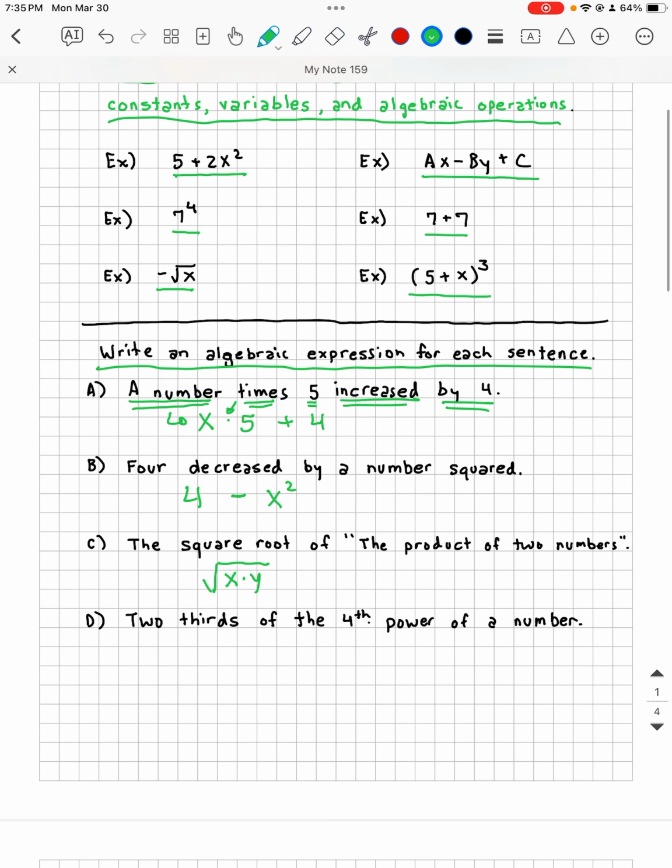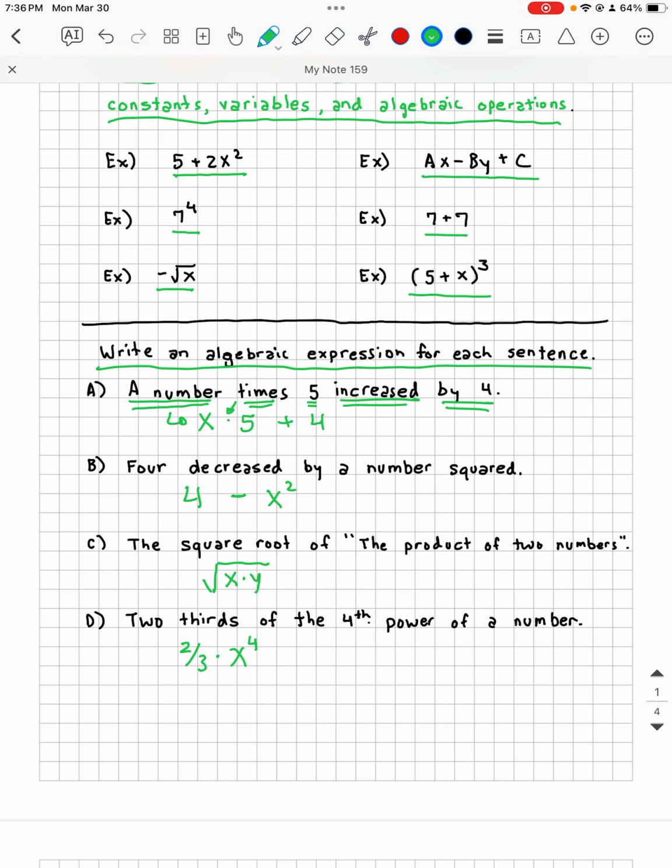And finally, for the last one, 2/3 of the 4th power of a number. So again, 2/3, that's going to be the fraction 2 divided by 3. Of means usually multiply by, and then the 4th power of a number. So the number being some unknown, we'll go ahead and say the variable is x, and raised to the 4th power then. So 2/3 of the 4th power of a number.